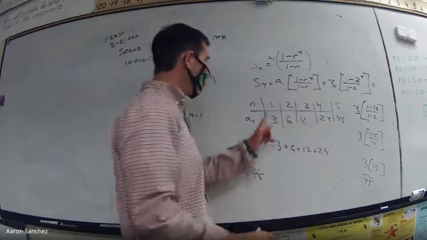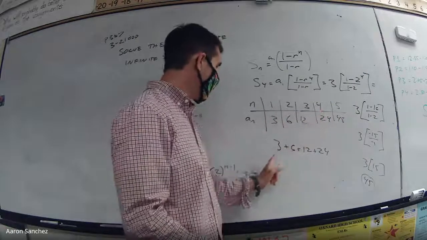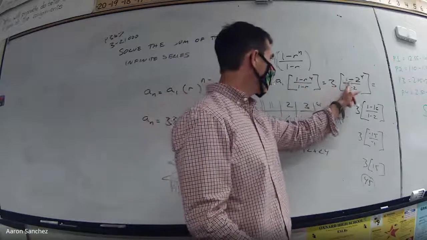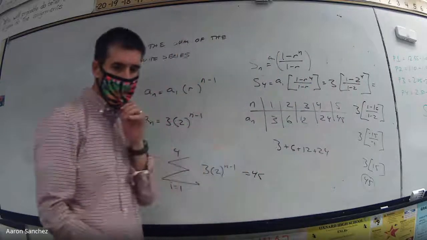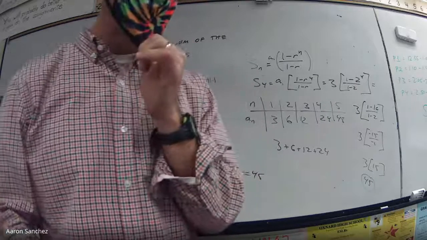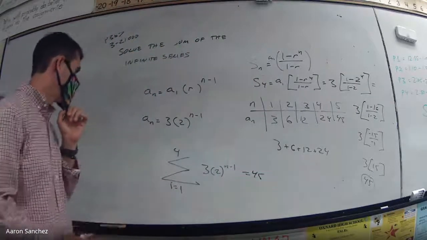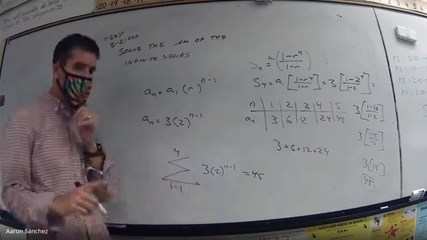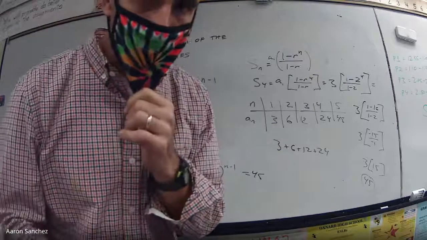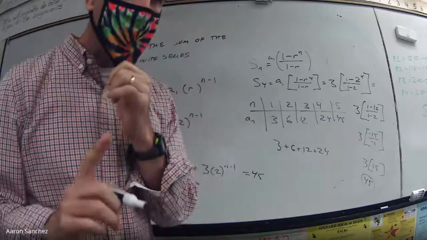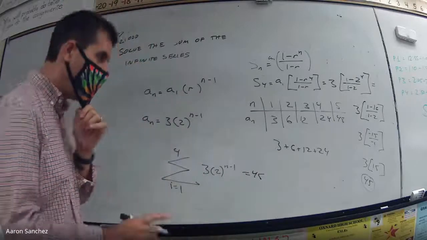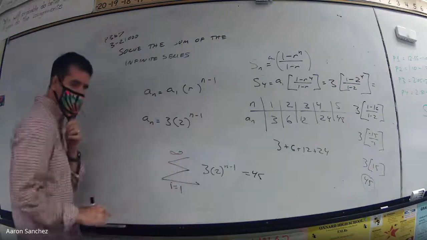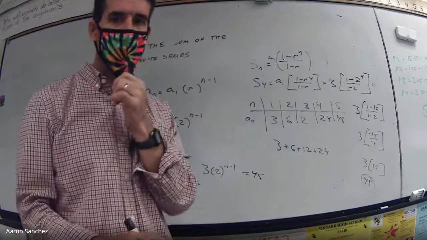So instead of plugging in 1, 2, 3, 4, and then adding them up, I just say 1 minus r to the 4th over 1 minus r, or 3 times 1 minus 2 to the 4th over 1 minus 2. So anyway, that's what we did last week. If you guys remember, we only did this from the first term all the way up to the 4th term. What we are going to do today is find the series all the way up to infinity.